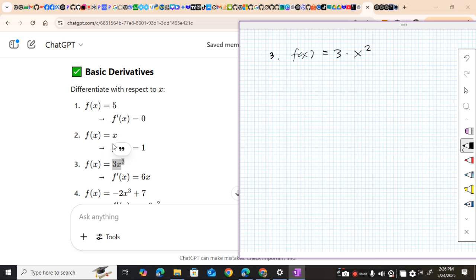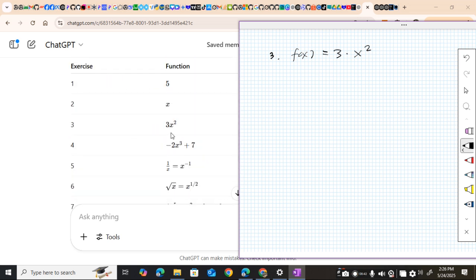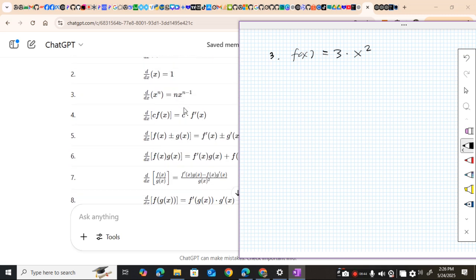Now, let's familiarize ourselves with the formula. So we have x raised to a power n. All we need to do here is, for the constant, we just need to multiply it. So for formula 4, we multiply the constant, which is 3, to the first derivative of x squared.